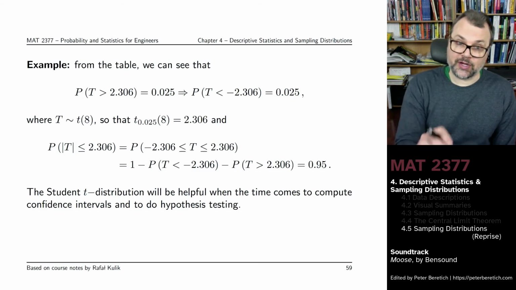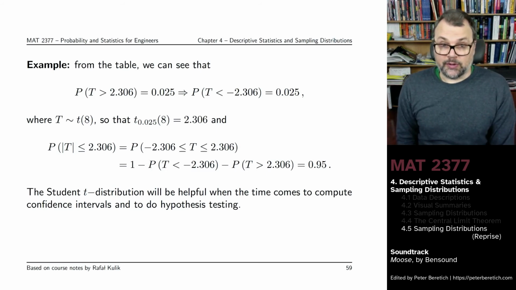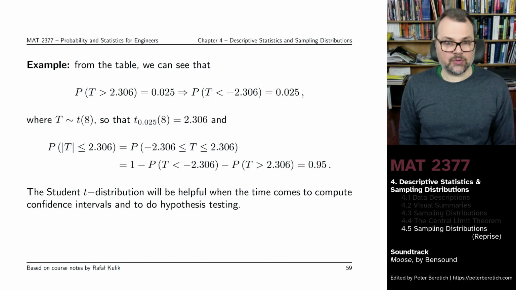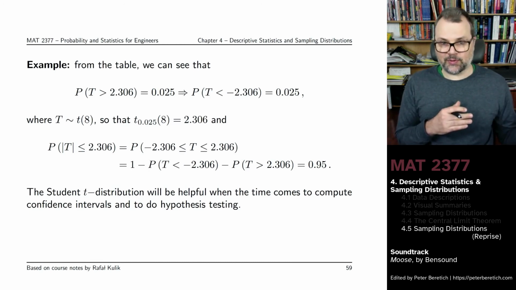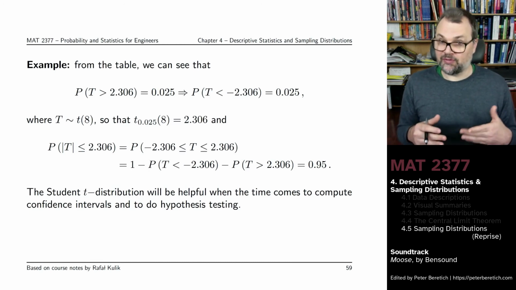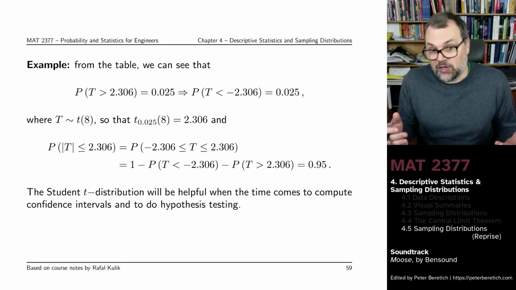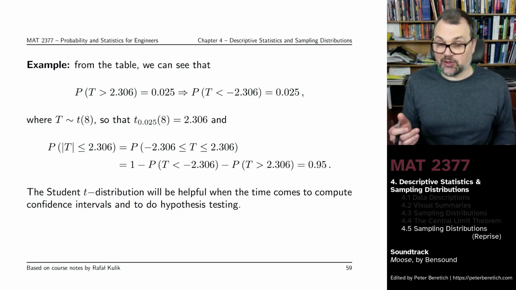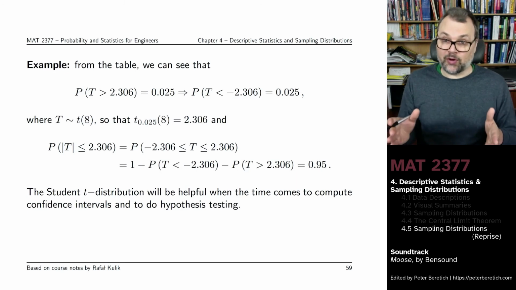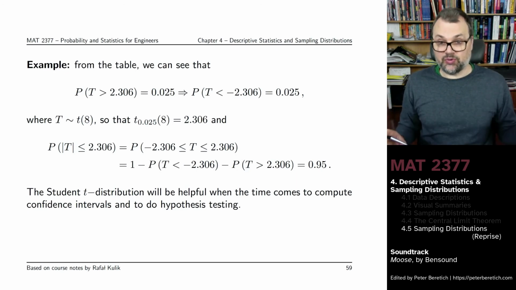So you know what the critical value is, 2.306 and minus 2.306, and the probability that a student random variable with 8 degrees of freedom would take on values between minus 2.306 and 2.306 should be fairly large. In fact, we can compute what it should be. It should be 95%. So you've already found the critical points where you have 2.5% and 2.5%.